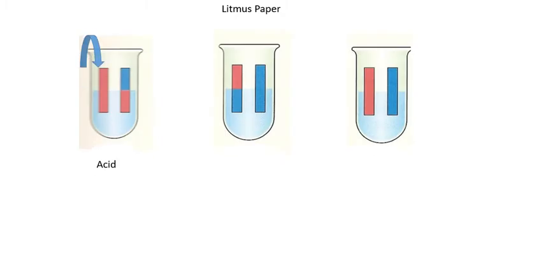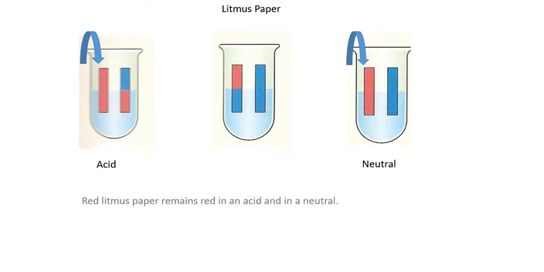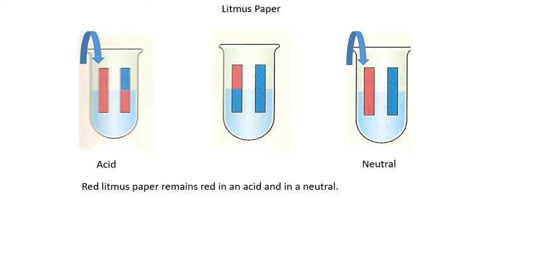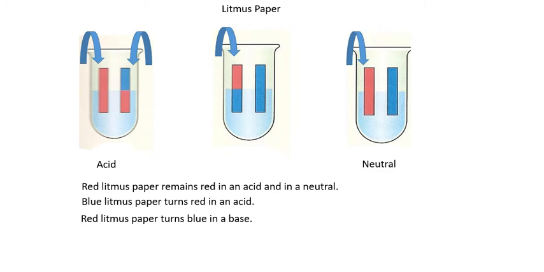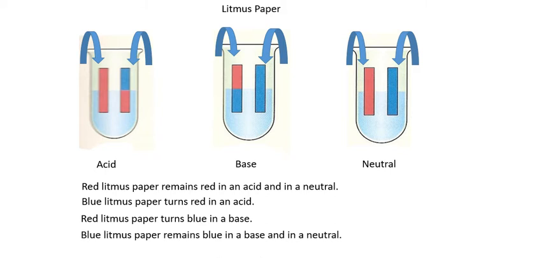In an acid, red litmus paper will remain red. In a neutral, red litmus paper will also remain red. Red litmus paper remains red in an acid and in a neutral. Blue litmus paper turns red in an acid. Red litmus paper turns blue in a base. Blue litmus paper remains blue in a base and in a neutral.